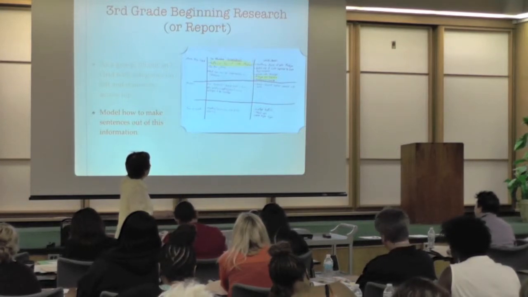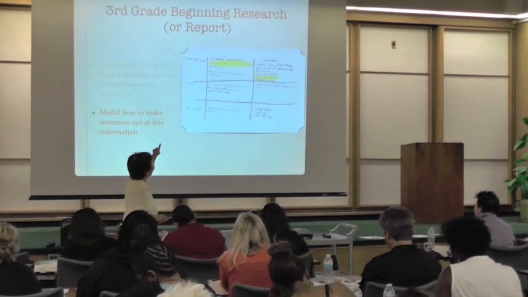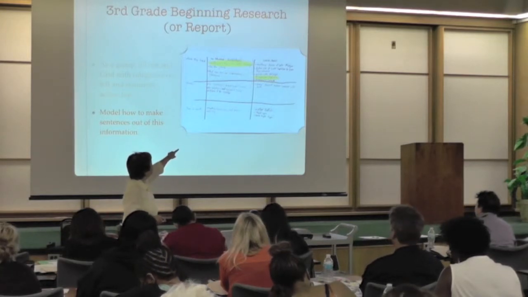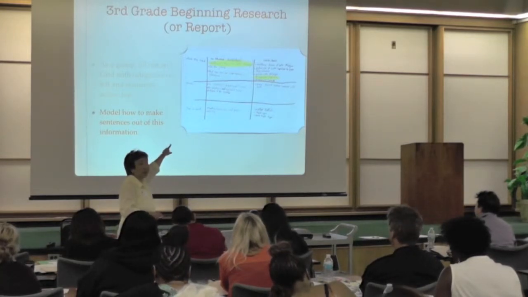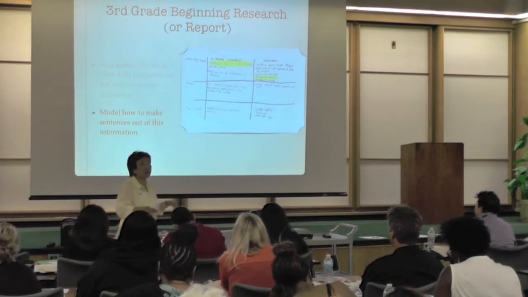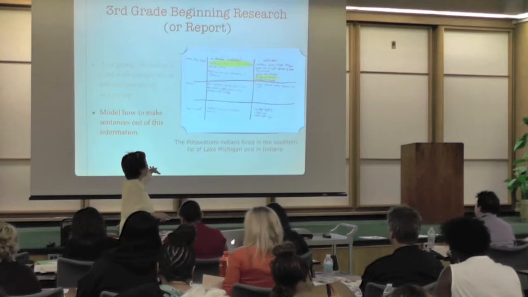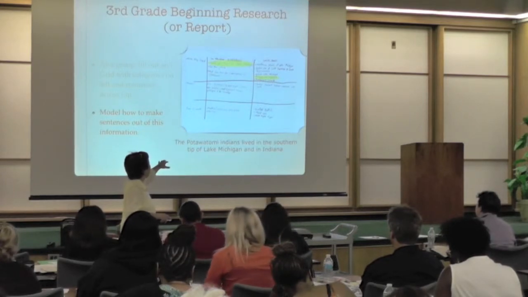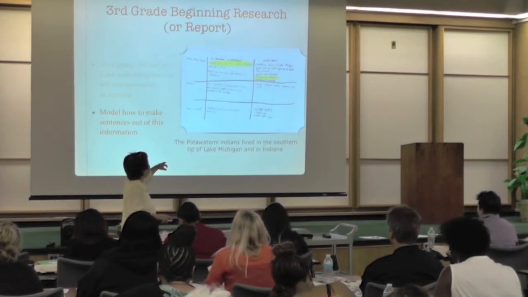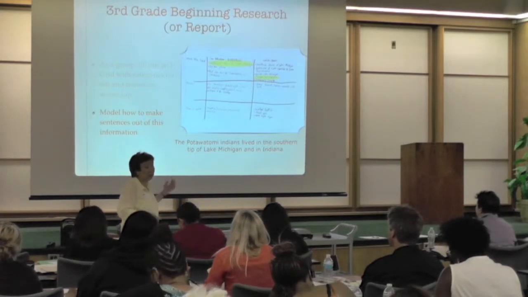So we took this southern tip of Michigan, and then over here, Michigan and Indiana. You see it's highlighted? And we started brainstorming what are some different ways to make a sentence out of that. And I said, look, if it's in both places, chances are it's really confirmed. So we're really sure that it happened. So the sentence that we made was the Potawatomi Indians lived in the southern tip of Lake Michigan and in Indiana. Yeah, not too hard, right?